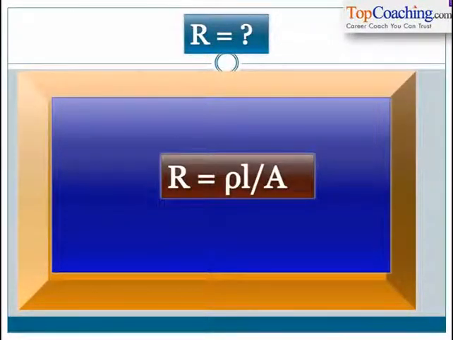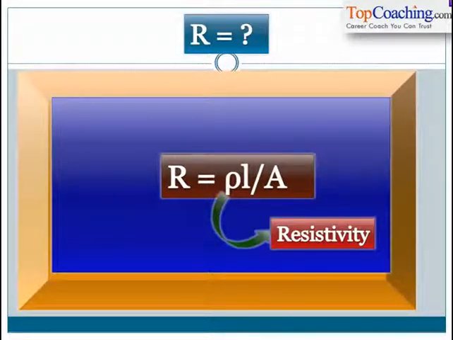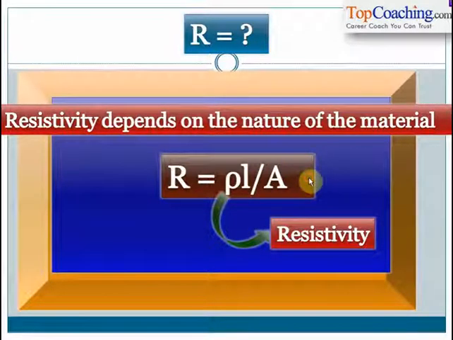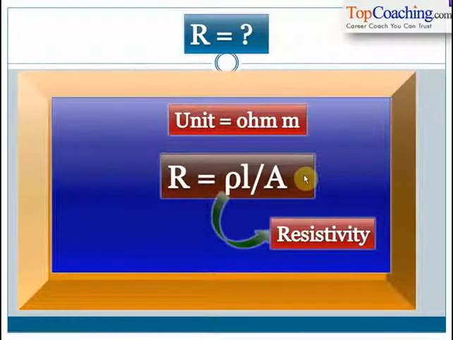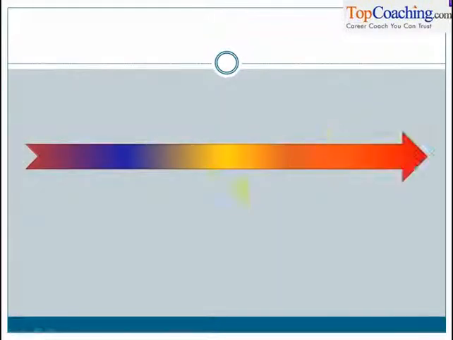The formula for resistance is also R equals rho L by A. Rho is a property of every material. It's called resistivity. L is the length of the wire and A is the area of cross section of the wire. The unit of resistivity is ohm meter and it is the property of the individual material.